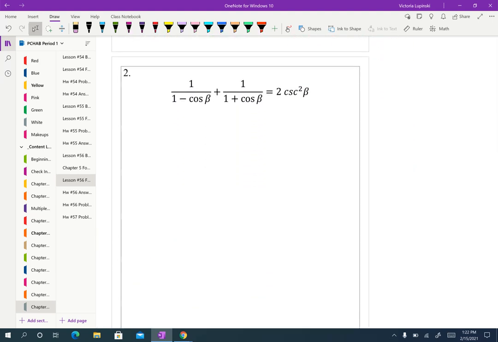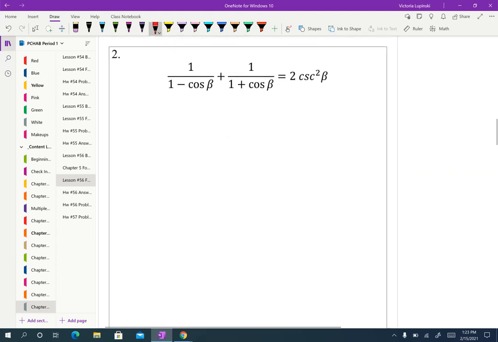So 1 over 1 minus cosine of beta plus 1 over 1 plus cosine of beta equals 2 cosecant squared beta. So again, if you're trying to decide left side or right side, choose the side that is more complicated, which I think hopefully you would agree is in fact the left-hand side.